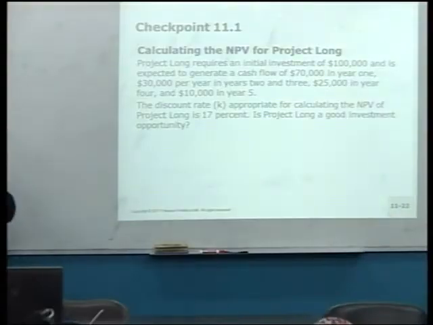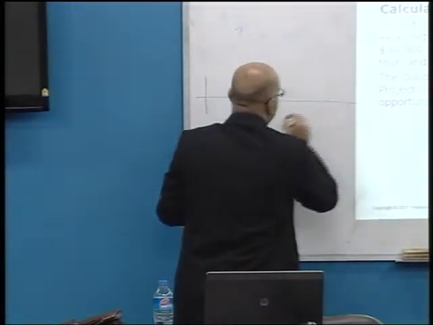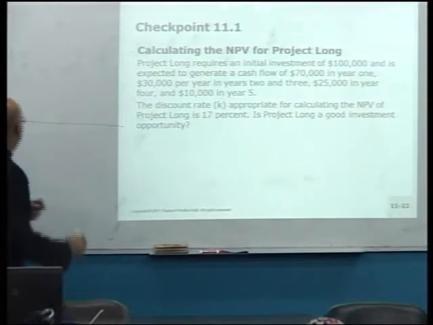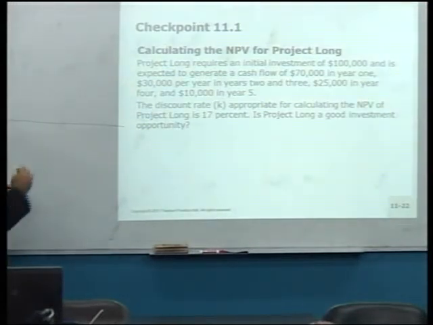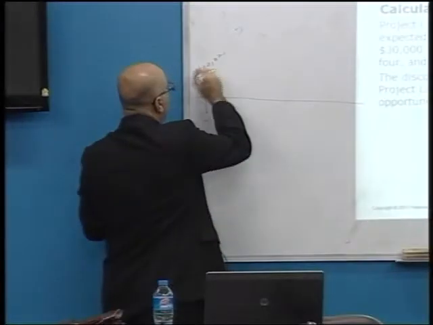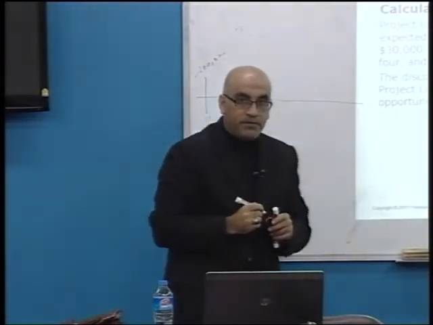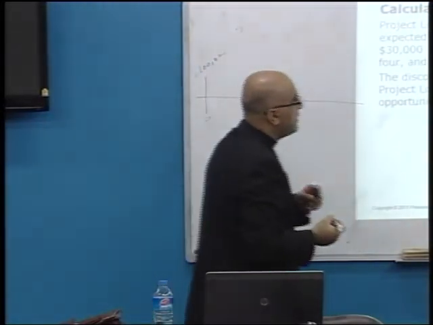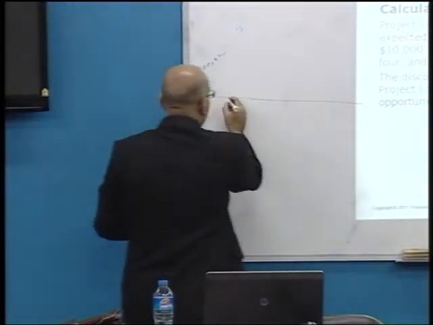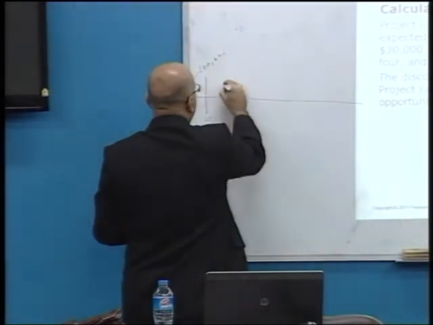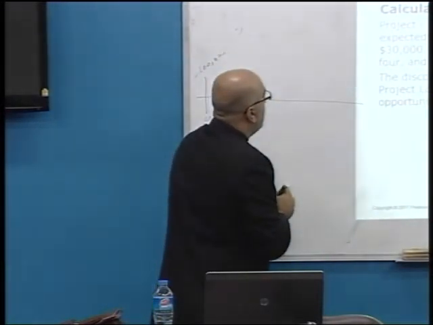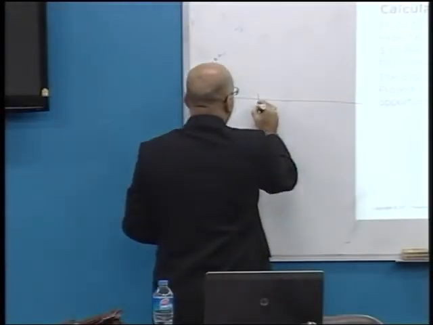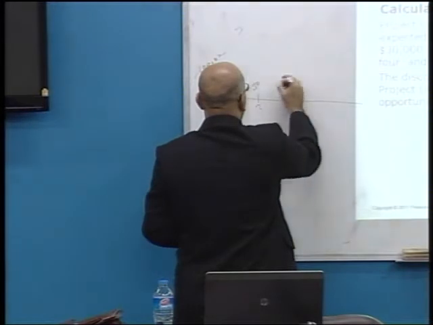So the first one here, by using the streamline: Project Long requires an initial investment of $100,000. So here at zero, $100,000. Don't forget this is a cash outflow. And it is expected to generate a cash flow of $70,000 in year one. So in year one here, $70,000. Then $30,000 per year in years 2 and 3. So in year 2 and year 3, we have 30 and 30.